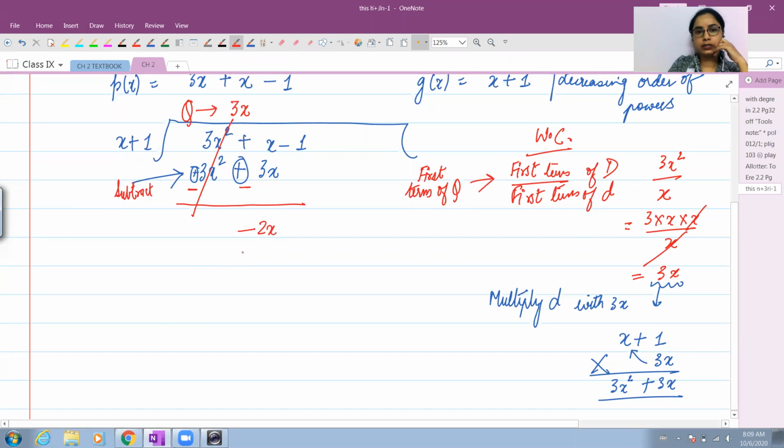This is minus 2x. Now, after this, when we do division, we bring down the next value. Without changing the signs, only the signs of the value being subtracted change. The value that is above, its signs alone will change. So minus 1 comes down as such. Anyone with any questions still here?